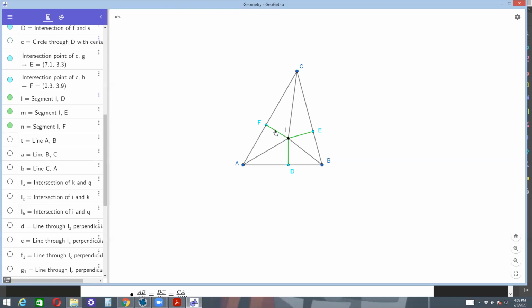So both of these triangles are similar, at least. They have the same angles. Triangle AFI is similar to ADI because they have the same angles. Now also AI is common to both. So they're similar, but they're also congruent. Is that unclear to anybody?